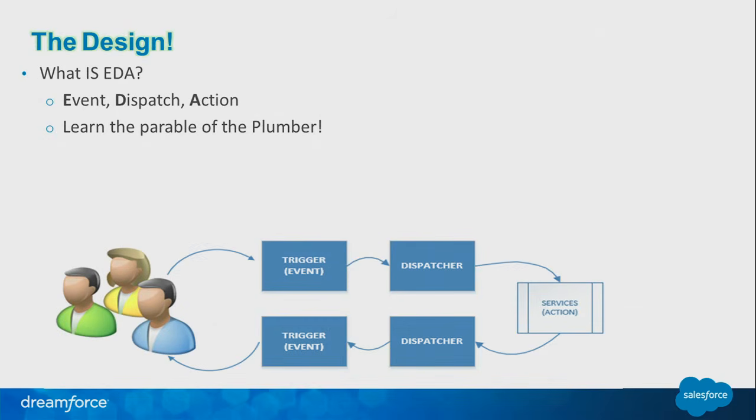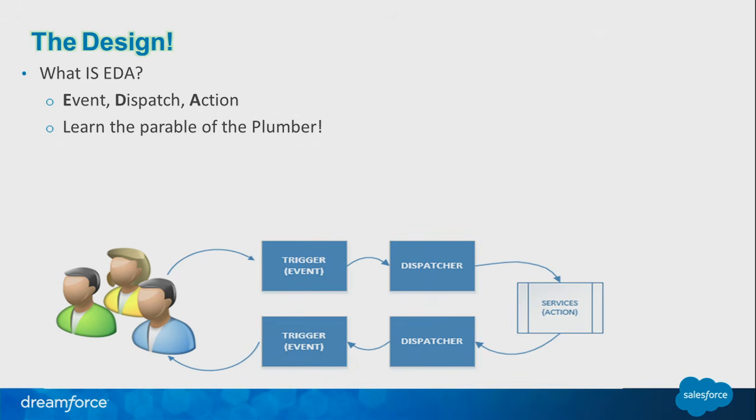So it's called EDA. So what is EDA? It's Event Dispatch Action. That's all it is, and you'll see a little diagram on the bottom. To know what EDA is, just learn the parable of the plumber. The plumber, okay, you get yourself a leak in your house. What happens? Event. Now you have to call the plumber. He gets a little bit of information from you. He says, I'll dispatch someone out to your home to take a look. They take a look at your home.